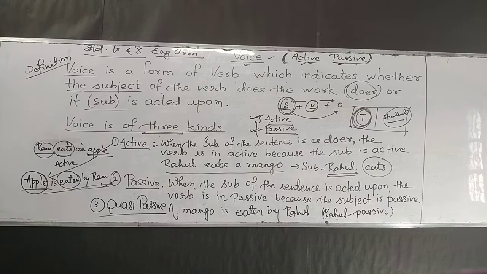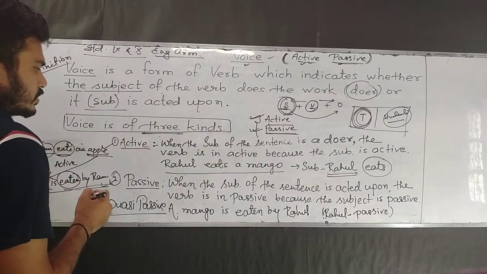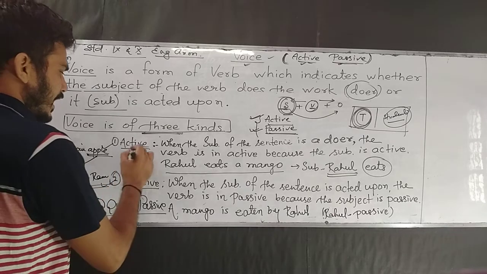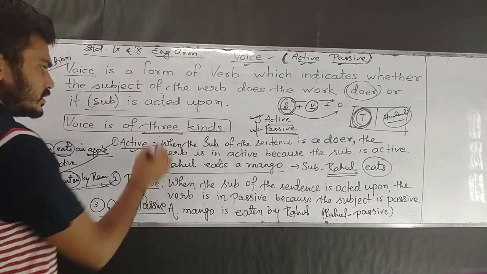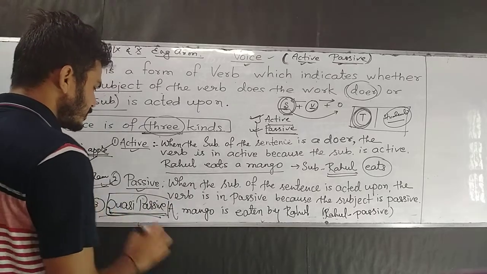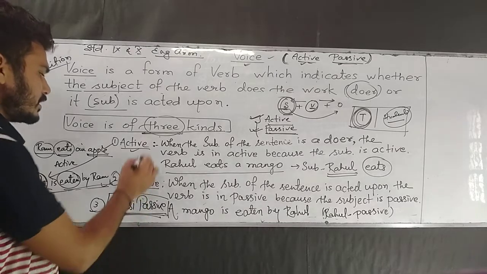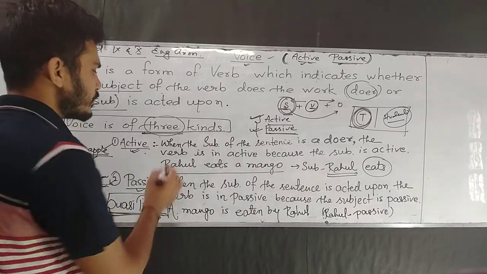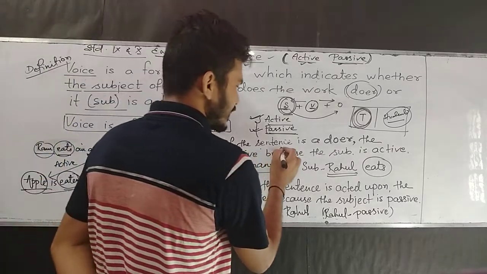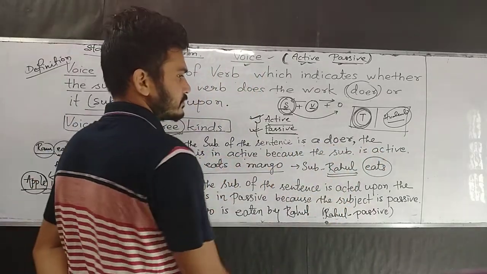Now the definition, but before the definition let me tell you, voices are of three kinds. So you might be thinking active and passive are there, what is the third one? The third one is quasi-passive. Quasi-passive is also a part of voice. It will be taught later. Just look at them. First one is active. When the subject of the sentence is the doer, the verb is in active.